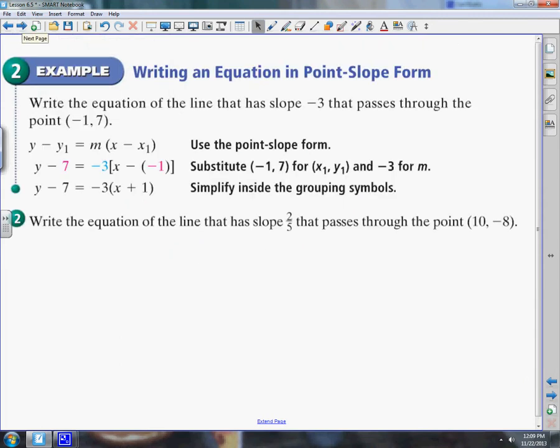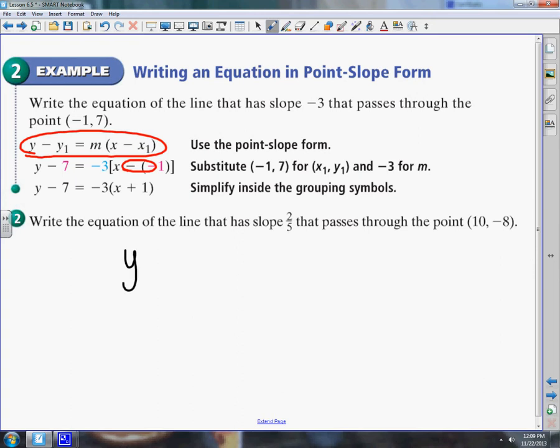All right, writing an equation in point-slope form. Write the equation of the line that has the slope negative 3 and passes through the point (negative 1, 7). You have your equation right here, and then you plug in 7 for y1, negative 3 for m, and negative 1 for x1. Notice these two negatives make a positive, so it's y minus 7 equals negative 3 times the quantity x plus 1. Try this on your own. Write the equation of the line that has the slope 2/5 and passes through the point (10, negative 8).